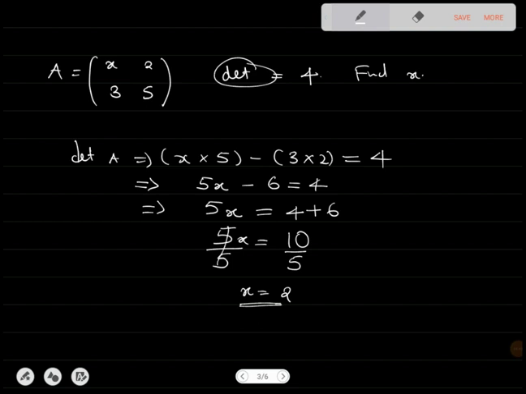How do you know that your answer is correct? Try to plug in a 2 where there's x, then try to find the determinant to see if it will give you 4. This will be 10 minus 6, which is 4. So our answer is correct.